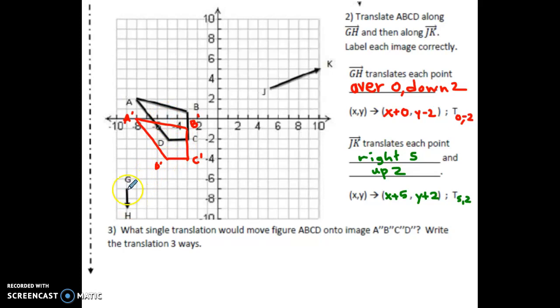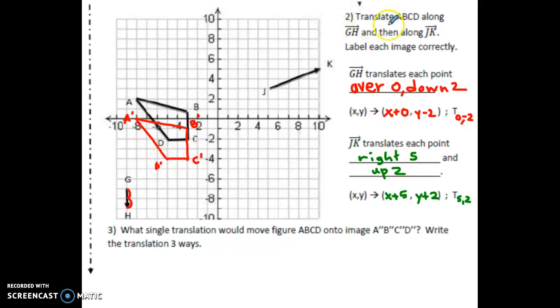Okay, to check the first part of this problem, it says we're translating this 4-sided figure along vector GH. GH is strange because you are only translating it down 2. There's no right or left movement. So in my description, I said we're moving it over 0, but down 2. And that's going to make the mapping notation look like this, x plus 0, y minus 2. And then, of course, your T notation has the 0 and the negative 2.